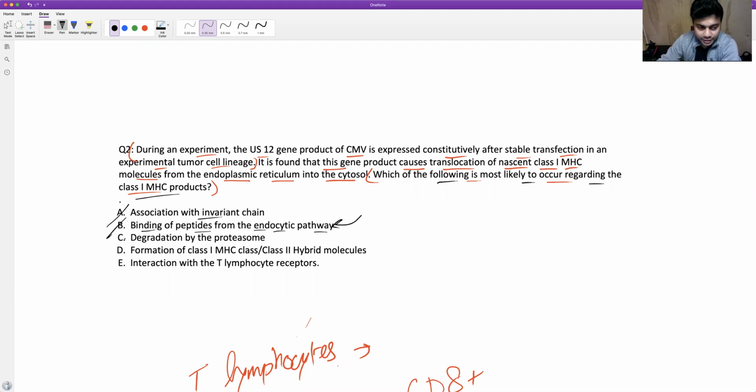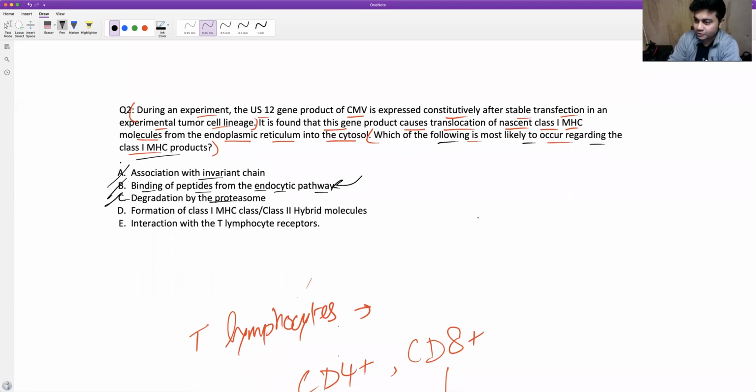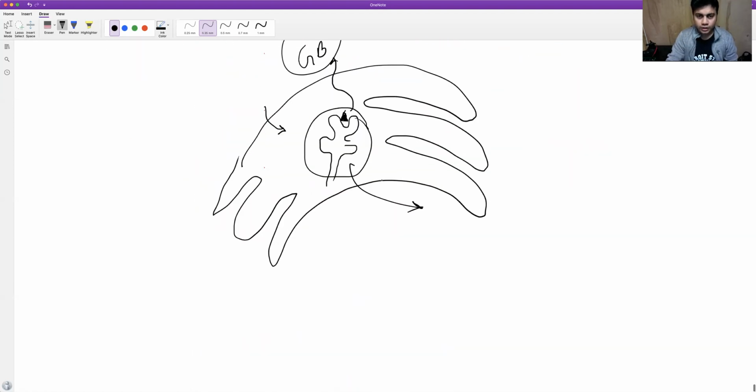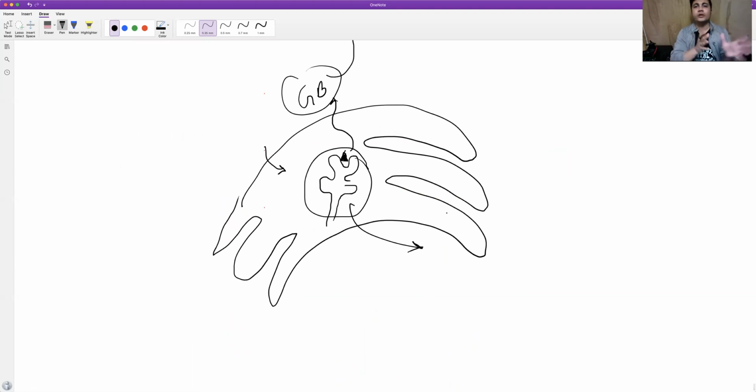Number C, degradation by the proteasome. Anyone want to pick this answer? Yes, I can see some of you have picked this answer for the question of what happens to that unfortunate MHC class 1 protein. It gets degraded by the proteasome. Yes, that's the answer.